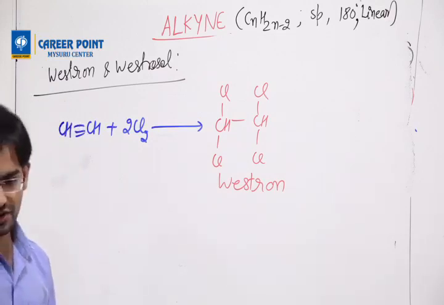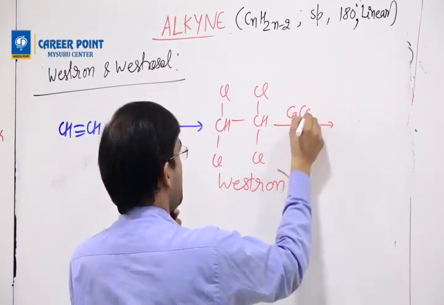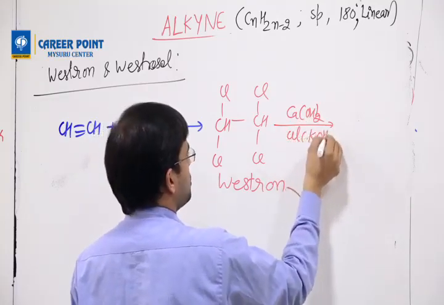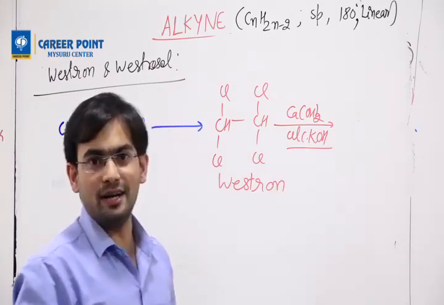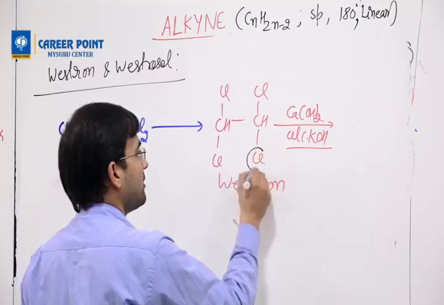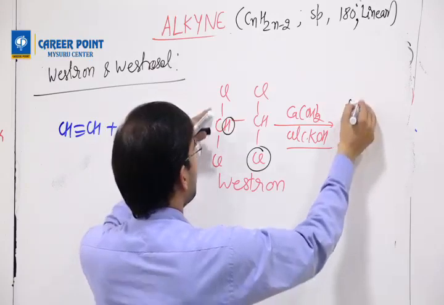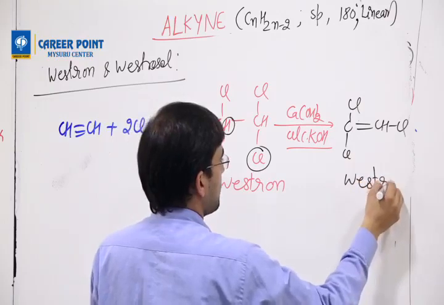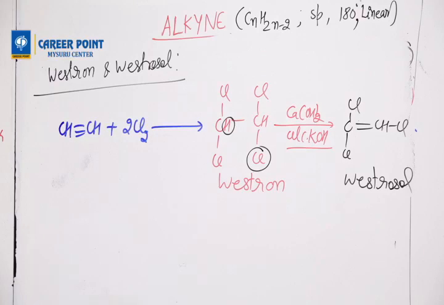Once you know Westron, I can take this compound and react it with Ca(OH)2, or even with alcoholic KOH. So it will do anti-elimination. One Cl will be gone and one hydrogen will be gone. What you get is CCl2=CHCl. This is known as Westrosol. This is a solvent.